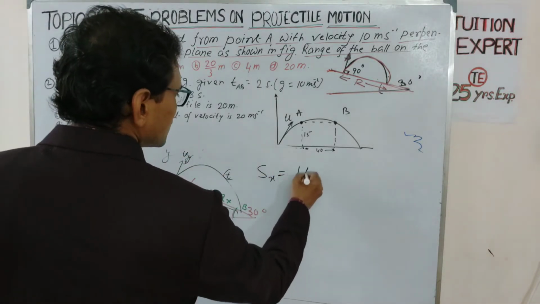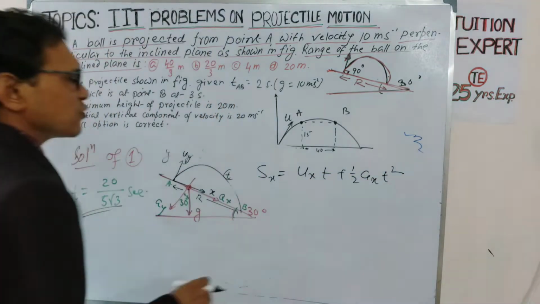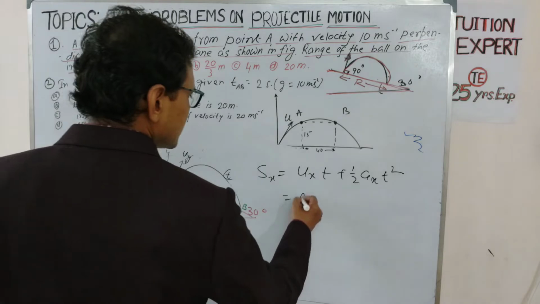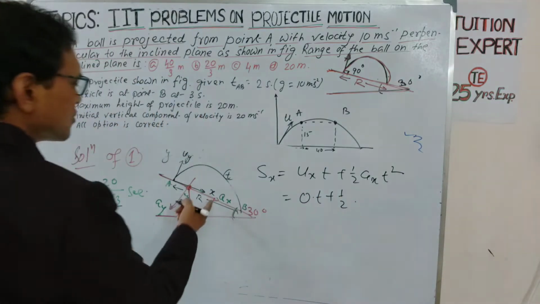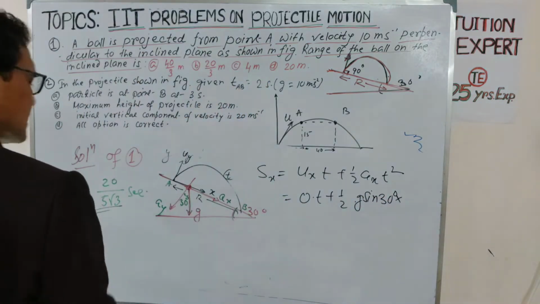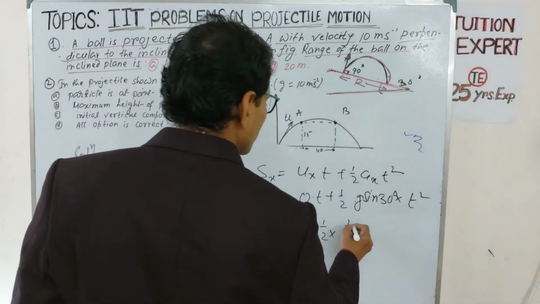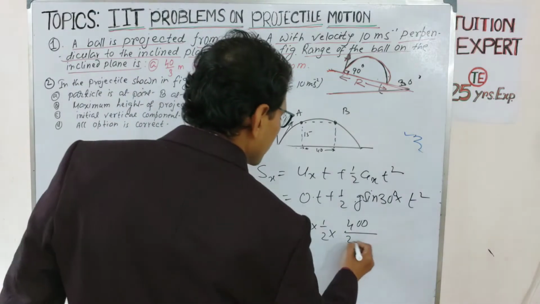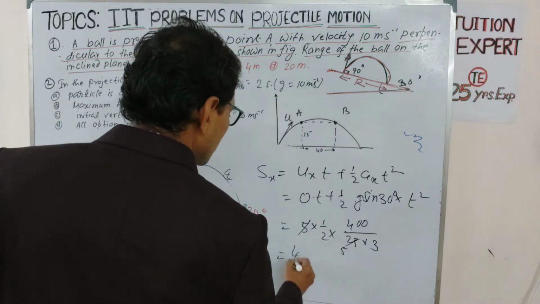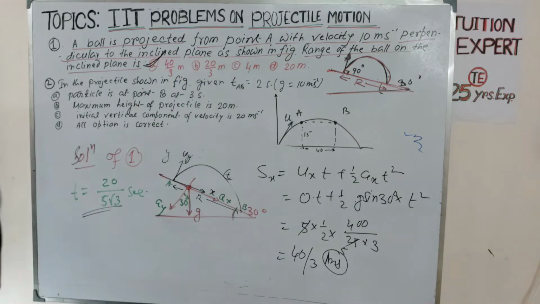Displacement along x-axis: sx equals ux t plus half ax t square. This is the equation of motion along a straight line, we can easily write this. Now put ux equal to 0, and ax equal to g sin 30 degree, into t square, we get this. So 5 by 2 t square means 400 by 25 into 3. So this is the answer.